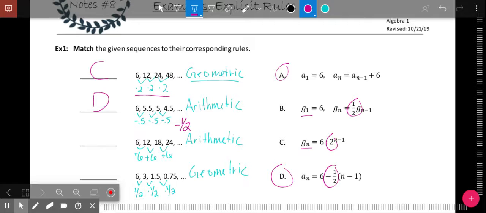The next one is arithmetic, where we're adding 6. Well, the other arithmetic one that we had was, in fact, adding 6. That was our common difference. Nope, don't write 6, write A. And then the last one was geometric. Well, the only other geometric one we had was B. For that one, we needed the common ratio to be 1/2, and it, in fact, was 1/2.